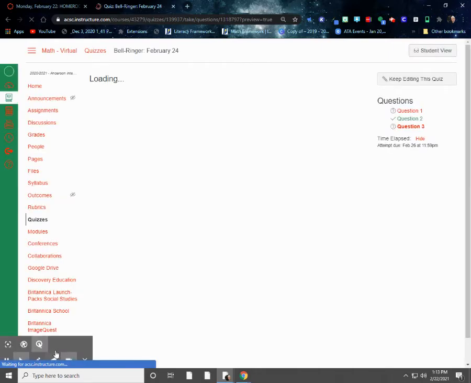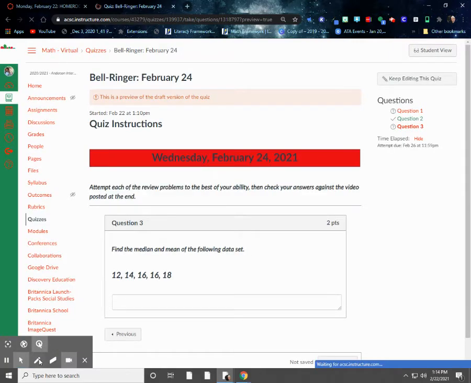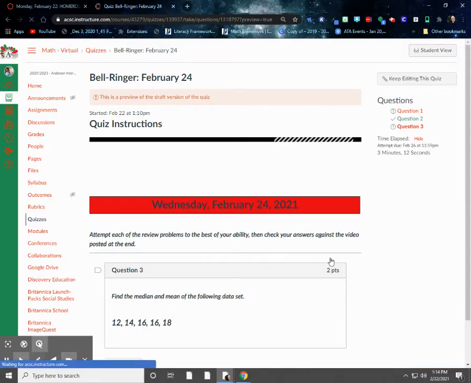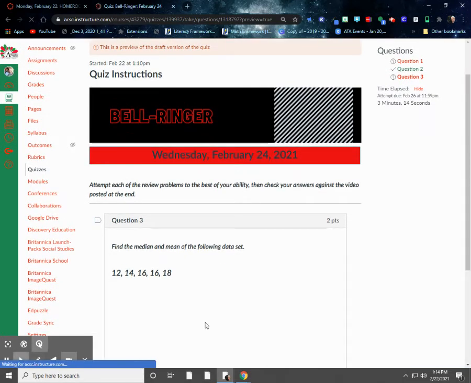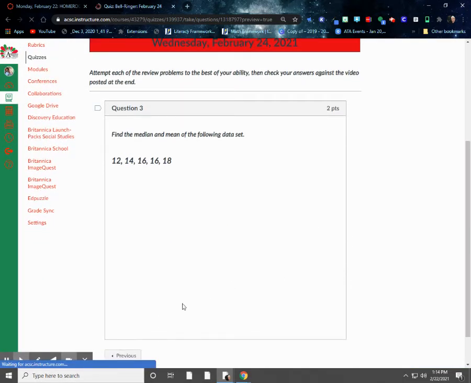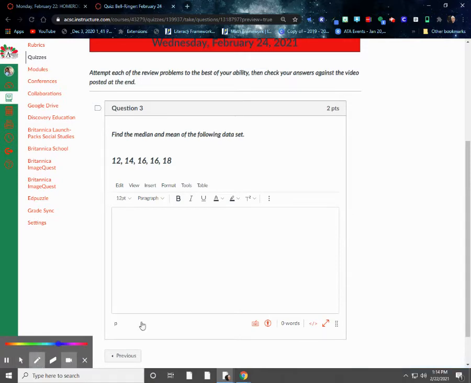And last but not least, let's get to the hard one. This one's a little more difficult. We haven't done these in a while, so let's review here. So I want to find the median and mean of this data set. And remember, we talked yesterday, the median means the middle, the mean means the average, the mode means the one that happens the most, and the range is the distance between your smallest value and your largest value. So we want the mean and the median today.